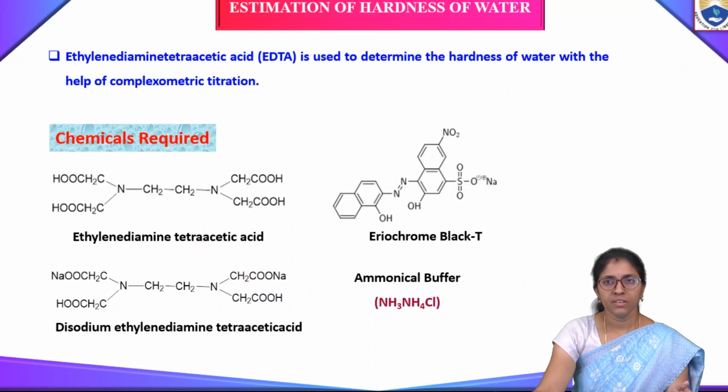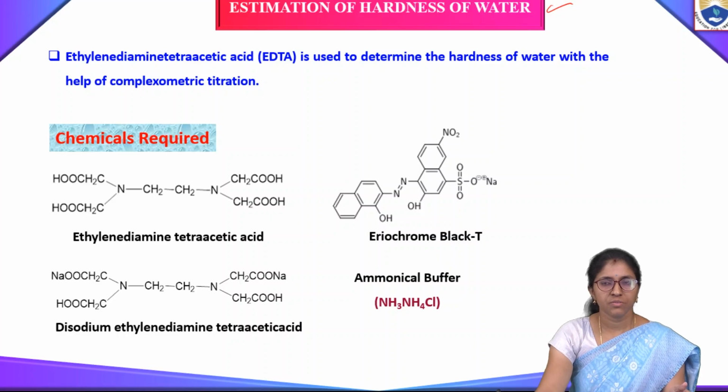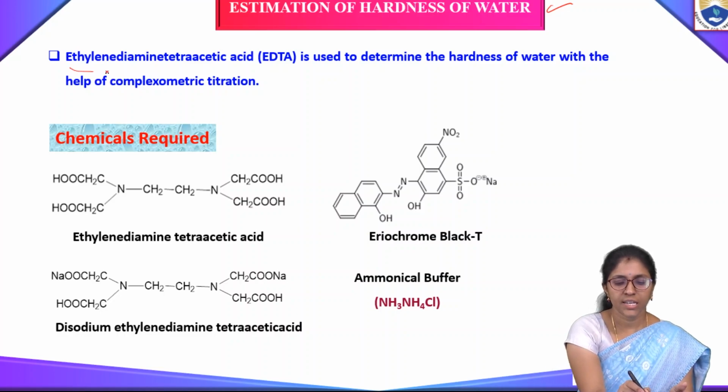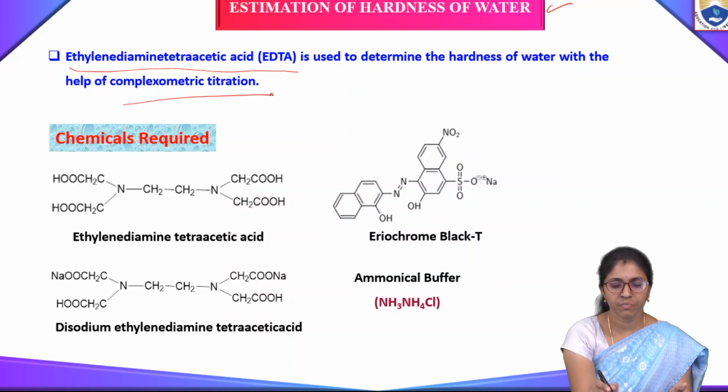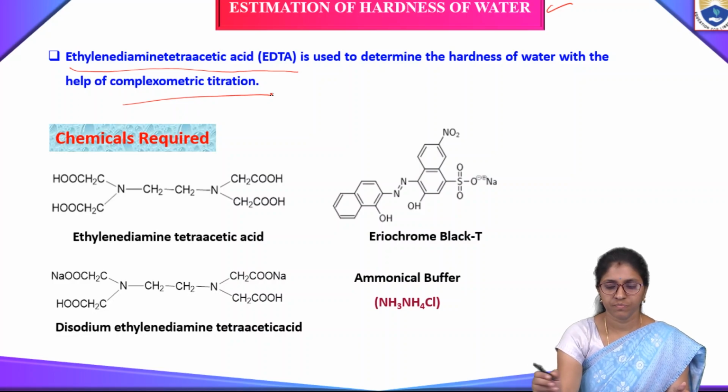Next topic: estimation of hardness of water using complexometric titration. For estimation of hardness of water, we will use complexometric titration. In this, ethylene diamine tetraacetic acid, EDTA, is used to determine the hardness of water with the help of complexometric titration. So here we are using EDTA.